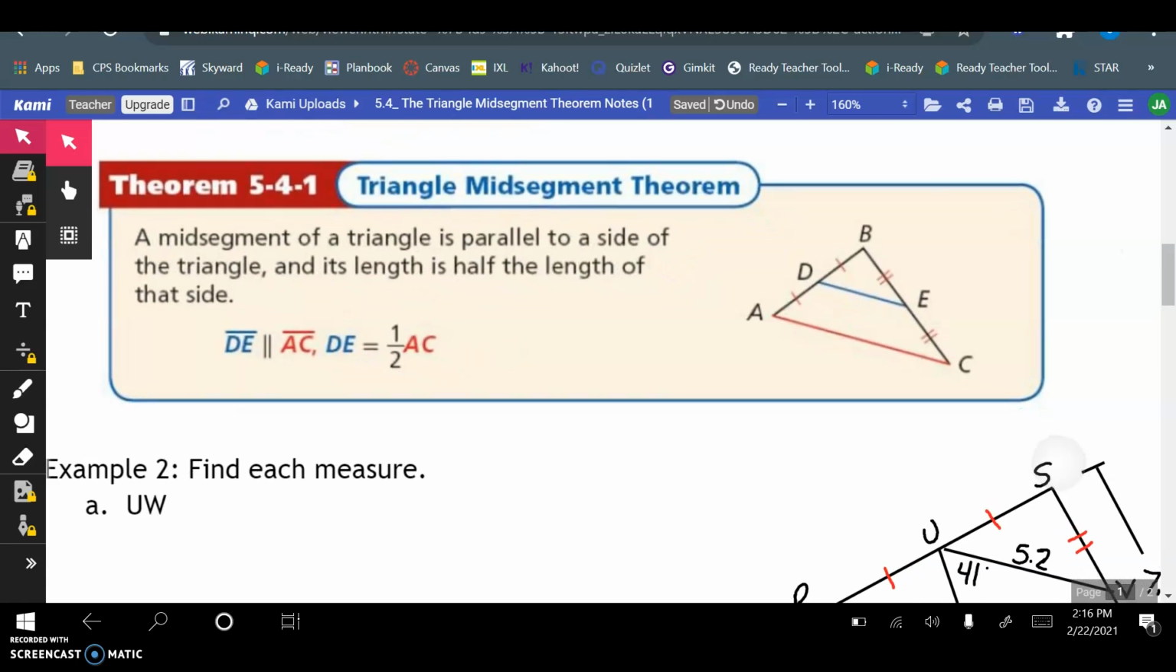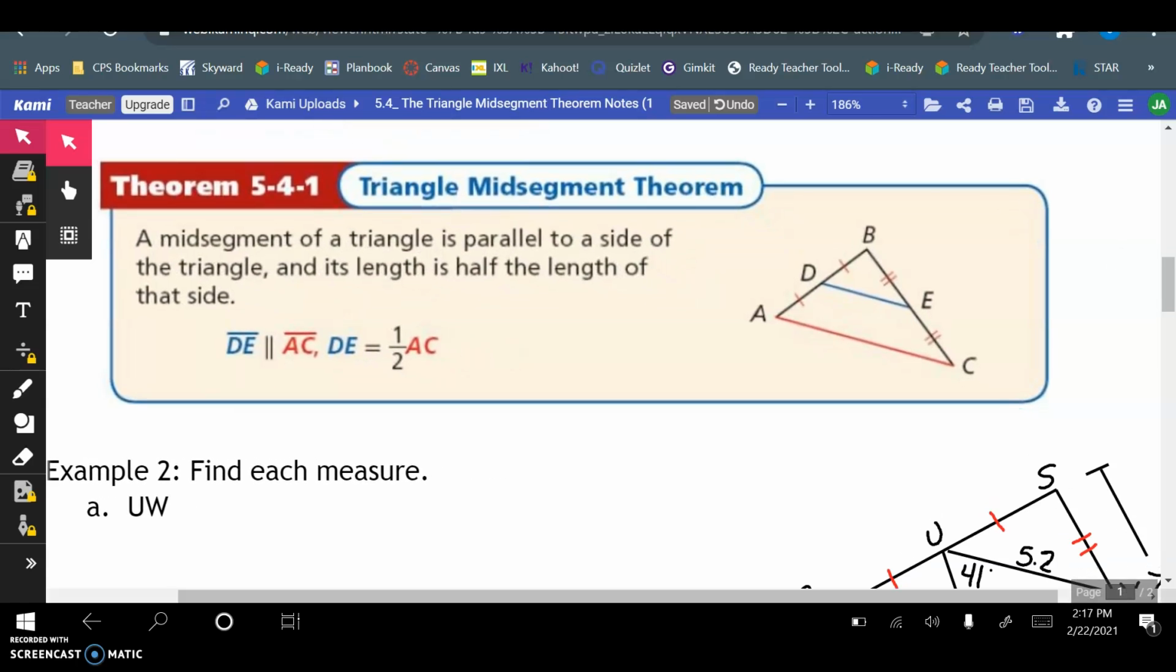Then we're going to move on to the triangle midsegment theorem. This says that the midsegment of a triangle is parallel to a side of the triangle and its length is half the length of that side. So this theorem is telling us everything that we just proved in example 1. It's telling us that in this picture, DE is parallel to AC, and it's also telling us that DE is half the size of AC.